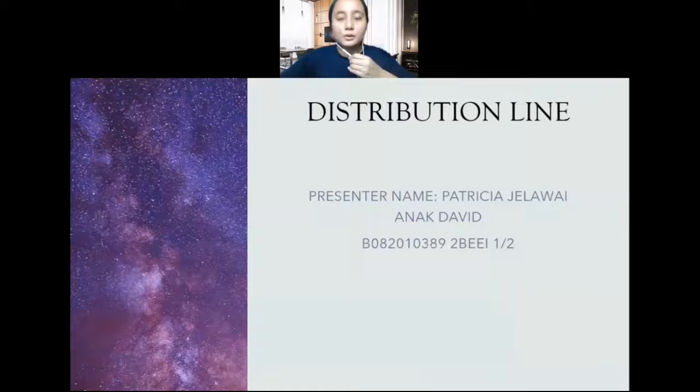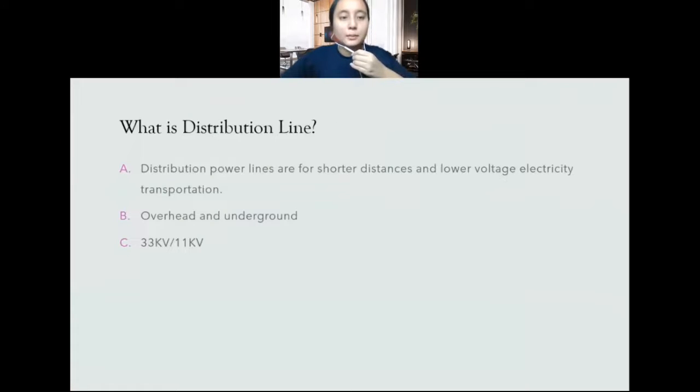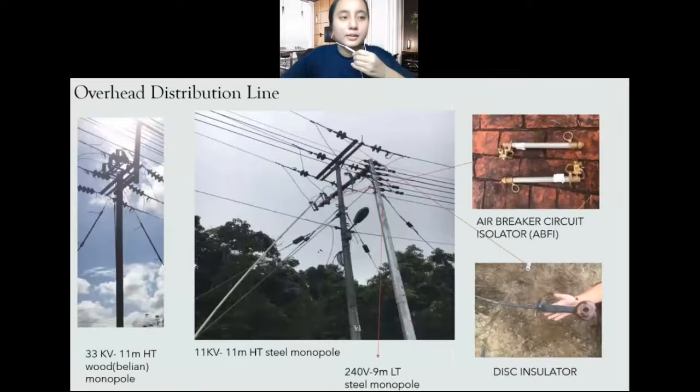So today I would like to explain about distribution line. What is a distribution line? Distribution power lines are for shorter distances and lower voltage electricity transportation. Distribution lines have two types, which are overhead and underground. Both carry 33 kilovolt or 11 kilovolt. But today, I will just explain about the overhead distribution line.